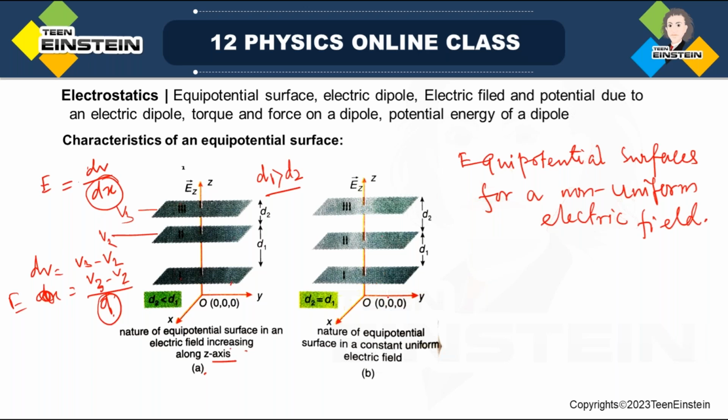But what about this one? In this case, D1 is equal to D2. Everywhere, this distance is D1 and this distance is D2, and they look the same. So D1 is equal to D2. Therefore, here a uniform electric field exists along the Z direction, but the electric field is not changing. This is a constant uniform electric field. So this is one fundamental thing to understand.